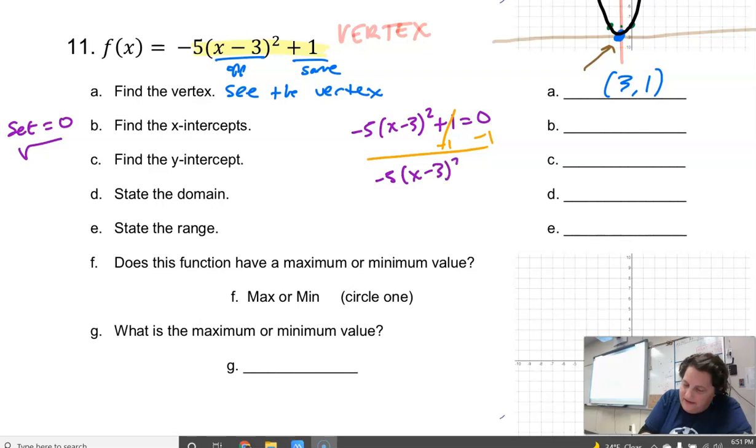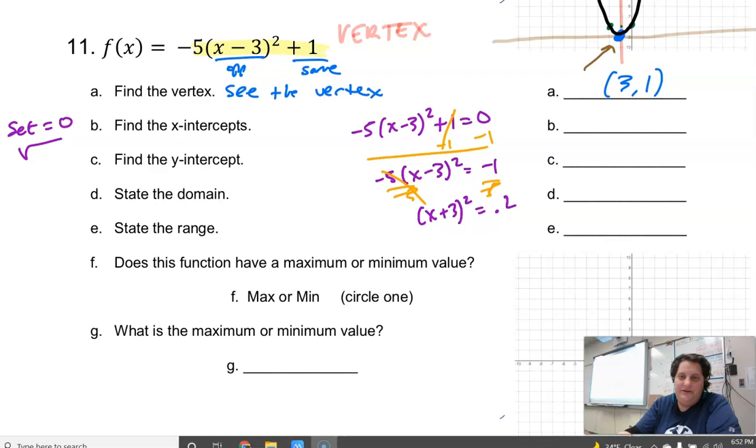Negative 5 times x minus 3 squared equals negative 1. Divide both sides by negative 5. Okay, and so what happens is I end up getting x plus 3 squared is 1/5. Well, 1/5, let me just do that on my calculator if you don't mind. 0.2, all right? So when I square root that, I get plus or minus.